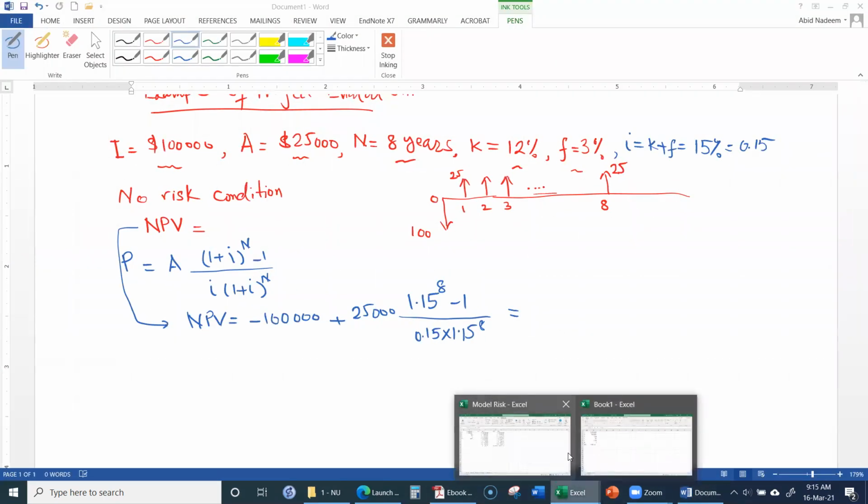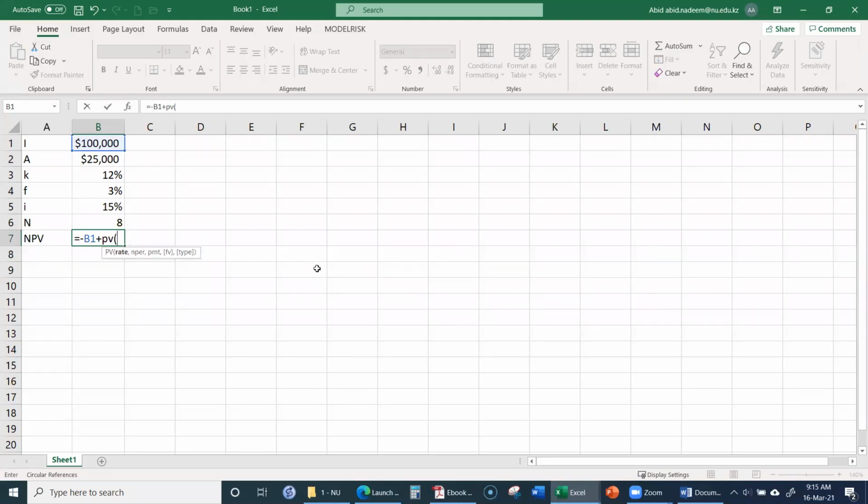So we will use this function, okay? So this asks the first value as the rate. Rate in this case is this 15%, okay? So I will point it out over here at the rate. Then it asks for NPR, number of periods. So number of periods are 8, okay? This one. And then it asks for the PMT, that is the periodic payment amount.